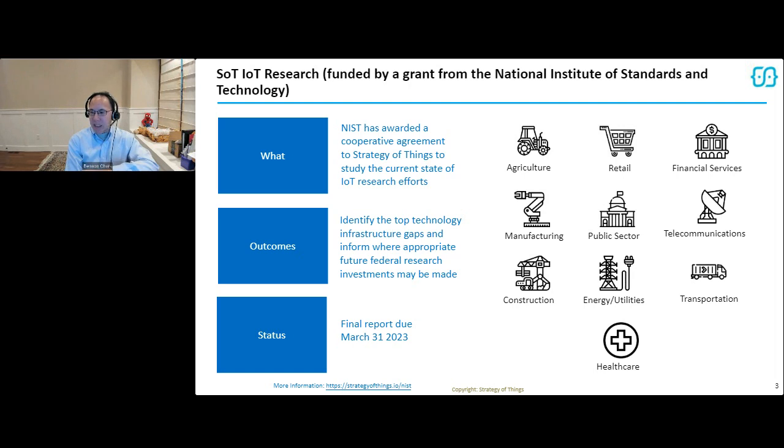We looked across 10 industries, one of them being the energy sector. And these industries that we're looking at, we believe that's where IoT has a strategic impact, but they're also vital to the national economic security of the United States.